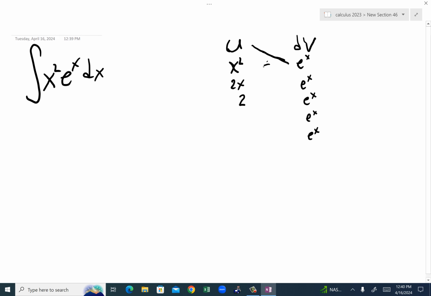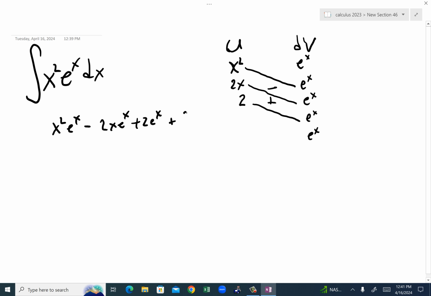minus this times this. Oops, what now? Come on, just a minute, Jay. Try again. This times this. There we go. Sorry, you got to start on the actual thing, not the letter U, dummy. Minus this fella plus this fella. And you literally just go x squared e to the x minus 2x e to the x plus 2 e to the x plus c, and you're done.